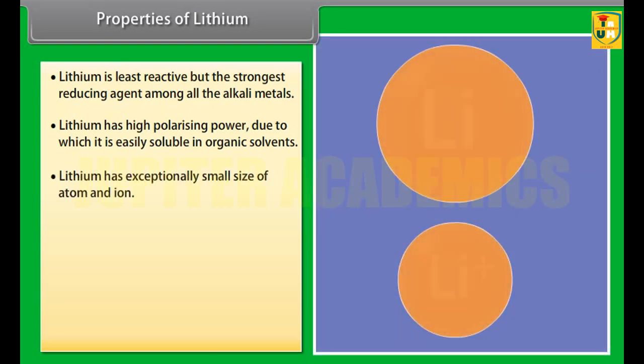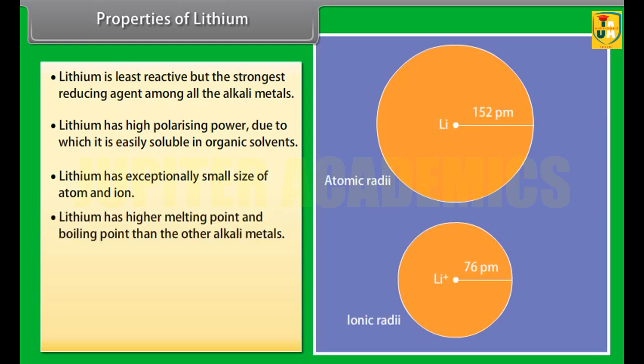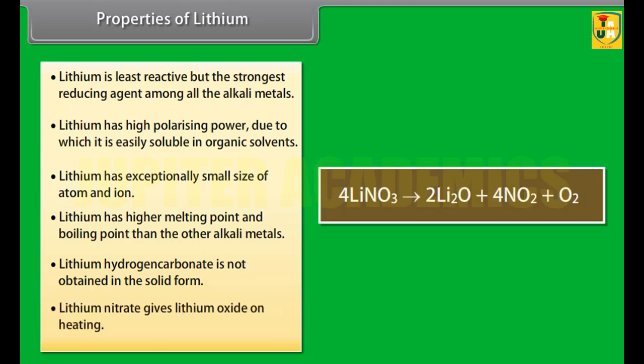Lithium has an exceptionally small size of atom and ion. Lithium has a higher melting point and boiling point than the other alkali metals. Lithium hydrogen carbonate is not obtained in the solid form. Lithium nitrate gives lithium oxide on heating.